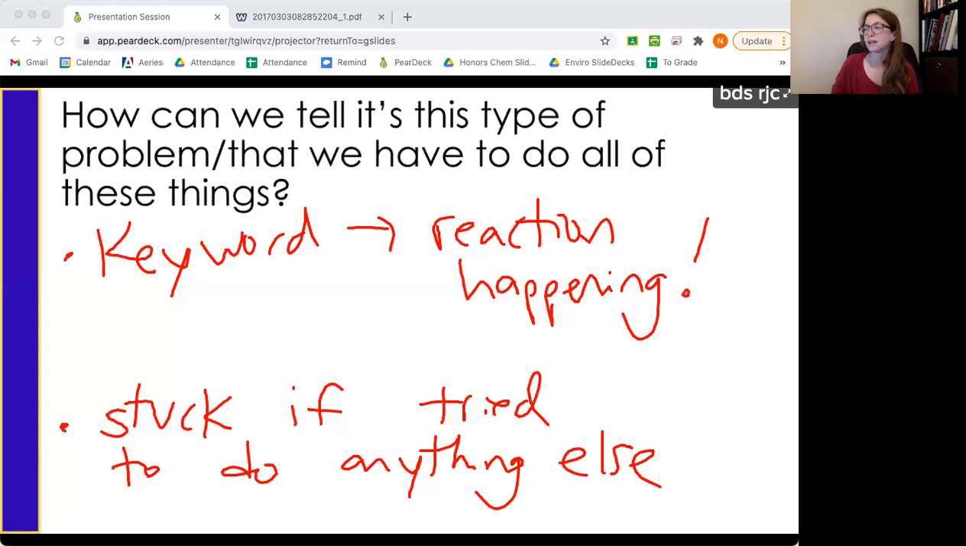We also, if you tried to just do Q equals MCP delta T for the water, you have an M and you have a CP, but you're missing 2 other variables. You'd get stuck. You'd have nothing to do. So any of those quicker types of problems that we've done in the past just aren't going to work here. You don't have enough information without doing the 4 components I had on the last slide. Questions?